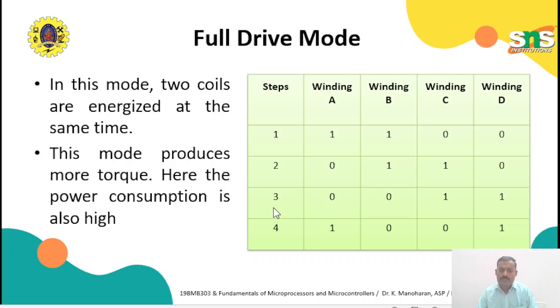Similarly, look at the third step and fourth step. In the third step, C and D are energized. What I am doing is keeping the D coil at the same value, and instead of C, I am changing to A. So the energization scheme must be in sequence. Only one coil will be changed for the next step. If we energize in this 1, 2, 3, 4 order, it gives a clockwise direction. If you do the reverse, that is, fourth, then third, then second, then first, it gives an anti-clockwise direction.